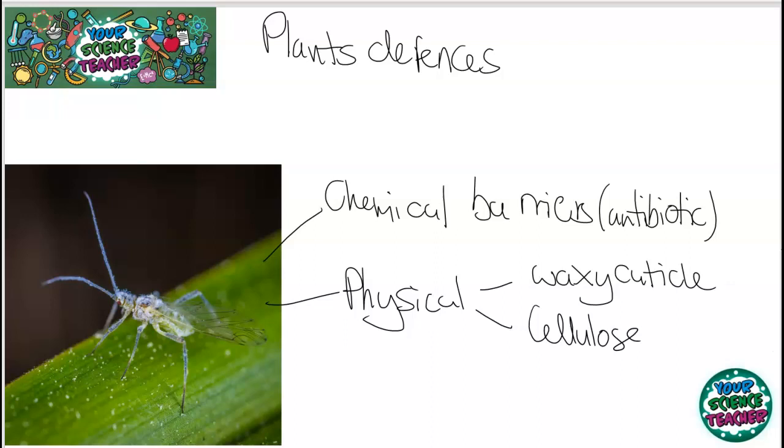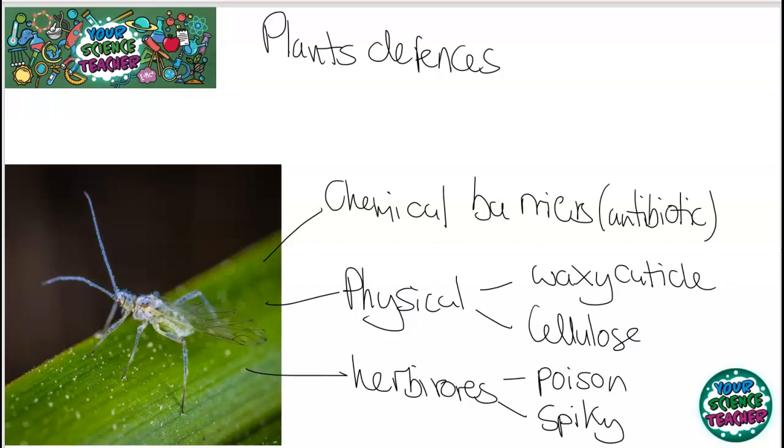But it doesn't just have to defend itself against pathogens. They've also got to protect themselves from herbivores, and they can do this in a few ways. They can be poisonous, and that will stop them from being eaten. They can also be spiky. That will definitely stop them from getting eaten.